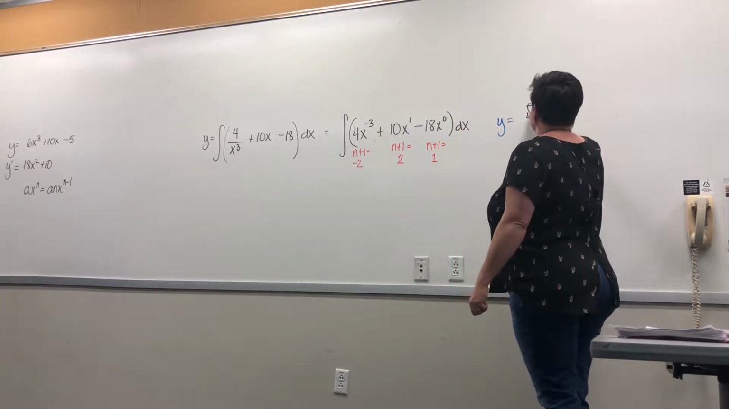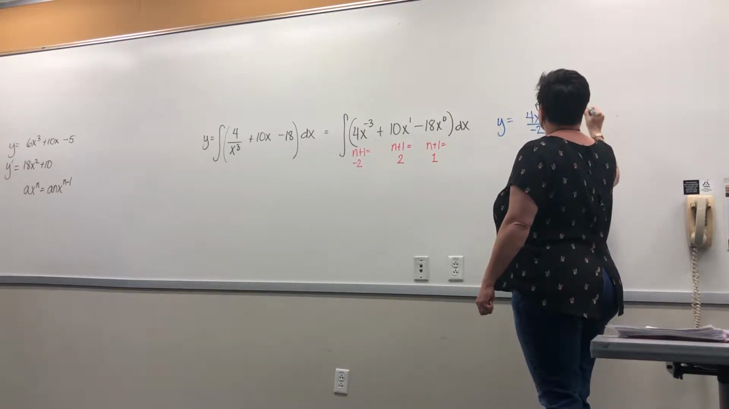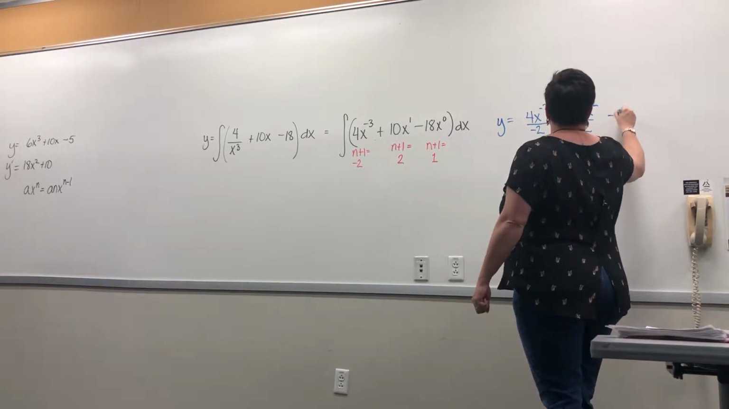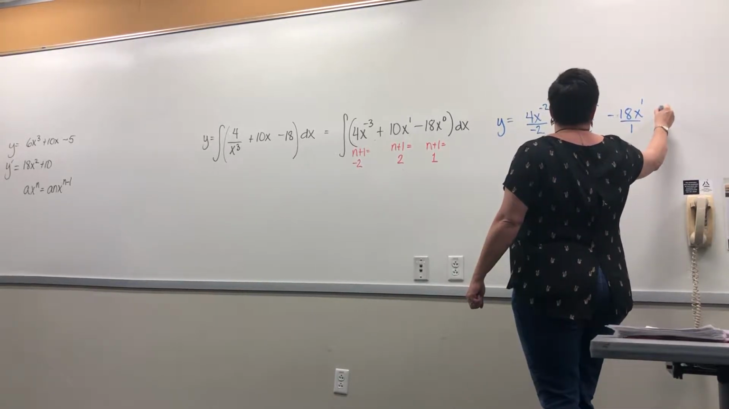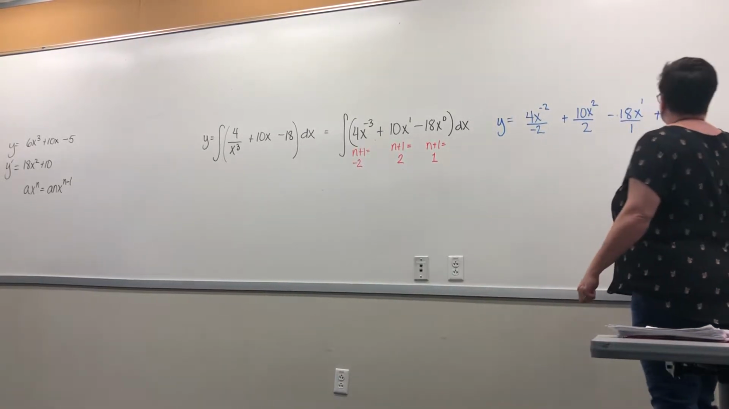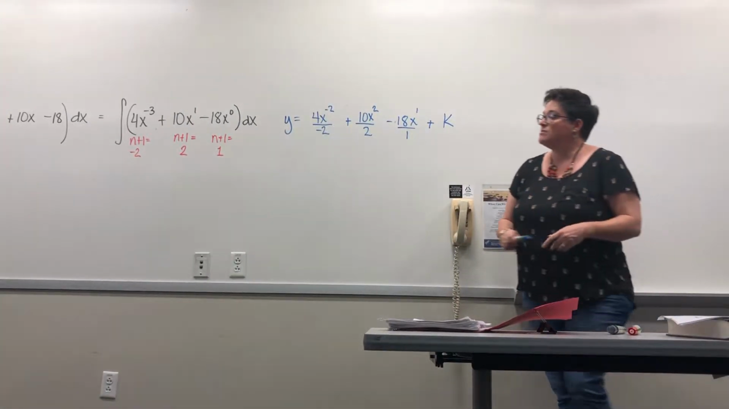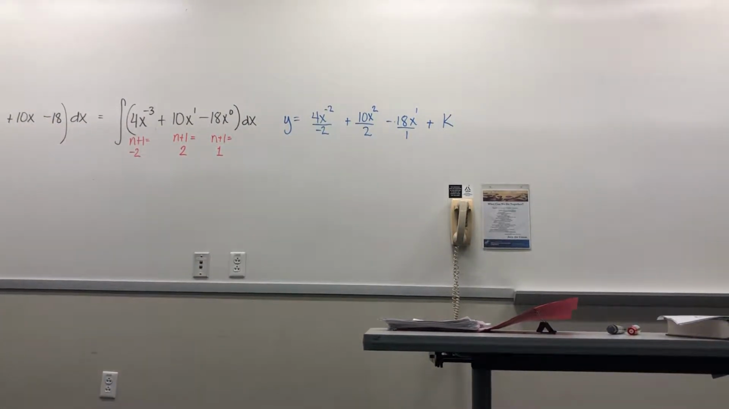4x to the negative 2 divided by negative 2. Good? 10x to the second, yeah, 2 over 2. And then, yeah, that over 1. You got it. Plus K. They will ding you if you don't have a K. So don't forget your K. You have to account for those constants. In this case, what was our constant? We don't know, do we? Because we were just given the derivative, so we have no idea what the original function was.